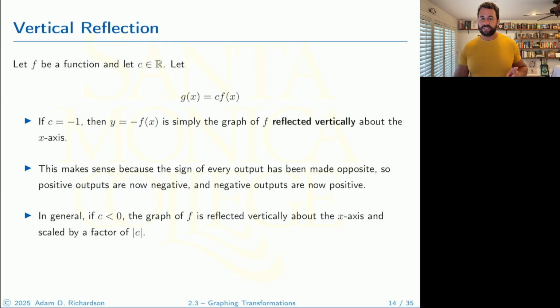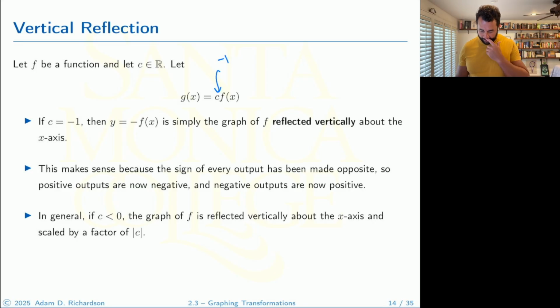Okay, now let's talk about vertical reflection. If c is equal to -1, then all you're going to do is take the graph of f and reflect it vertically about the x-axis. That makes sense if you remember that f of x is the output of the function, because what you're doing is taking the output of the function and changing the sign of that output. If the sign was positive, now it's negative. If the sign was negative, now it's positive. So it's literally taking whatever the graph was and reflecting it vertically.